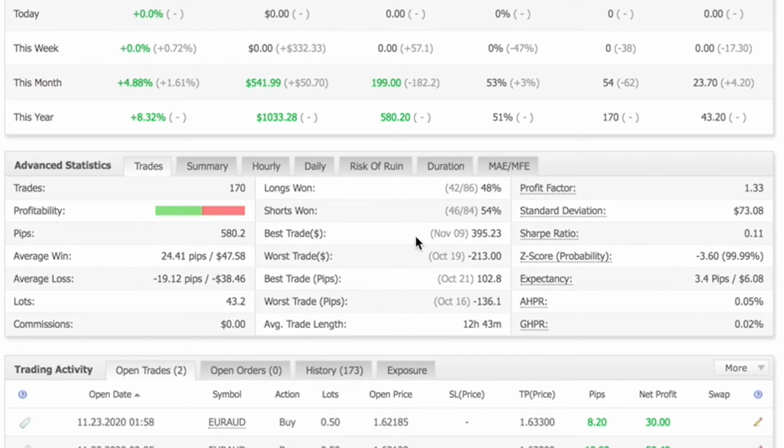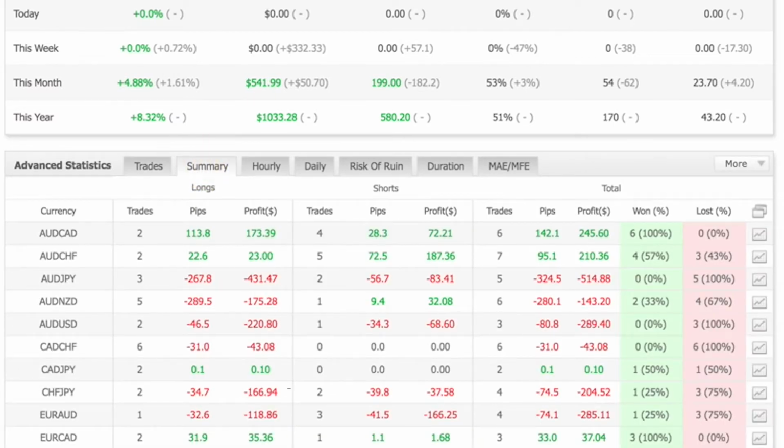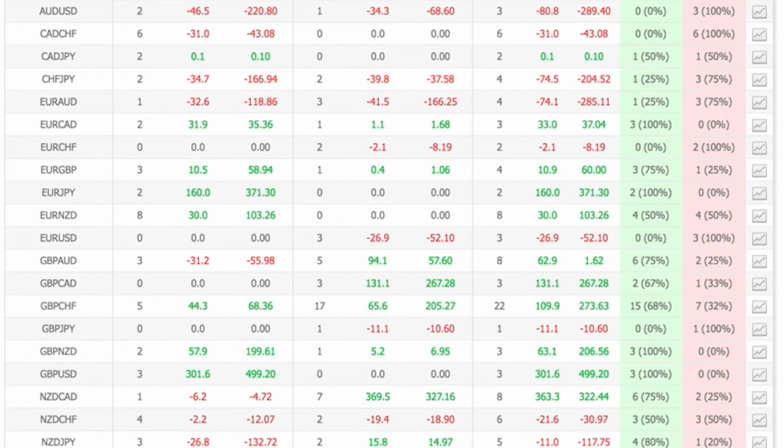The best trade was on the 9th of November. He gained almost $400, while on the 19th of October, he lost $213. In terms of pips, we can see here on the 21st of October, he gained 100 pips. And on the 16th of October, he lost 136 pips. Okay, let's have a look at the summary to see on which pair he focused the most.